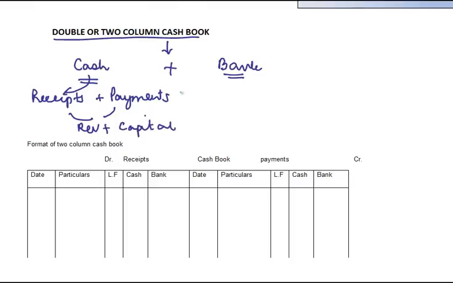And these receipts and payments can be both revenue plus capital in nature. An interesting thing is all these transactions relating to the bank, whether it's a receipt case, a payment case, a revenue expense or a capital expense, are also recorded in this cash book. So how is it different?